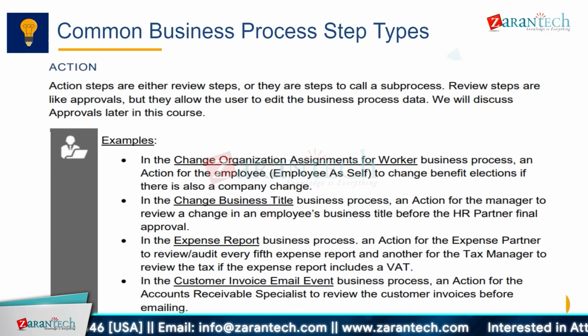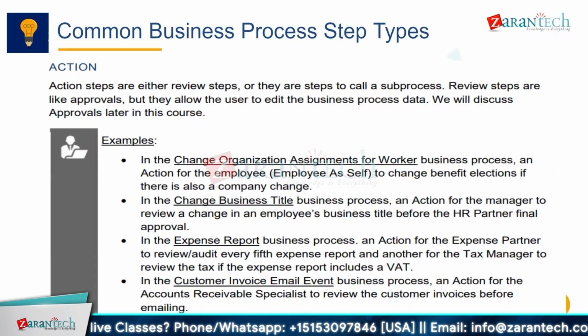Examples in the change organization assignment for worker business process, an action for the employee to self change benefit elections if there is also a company change. Next example, in the change business title business process, an action for the manager to review a change in an employee's business title before the HR partner final approval.